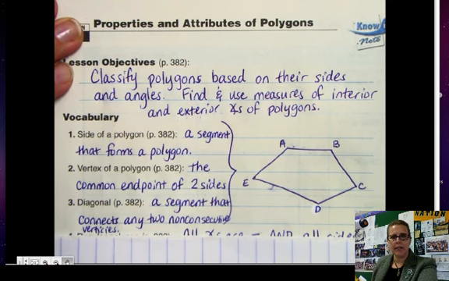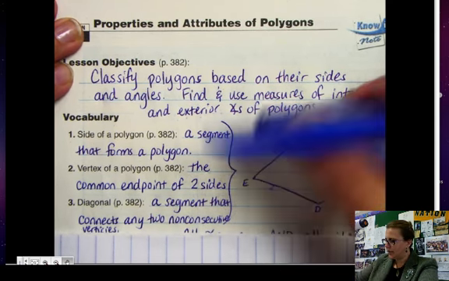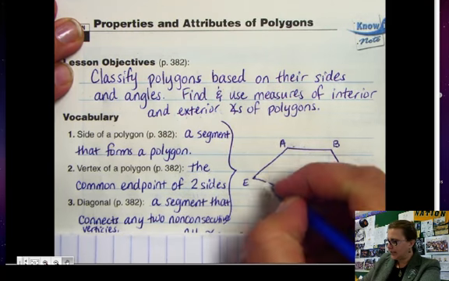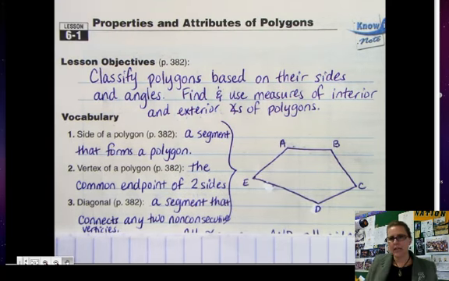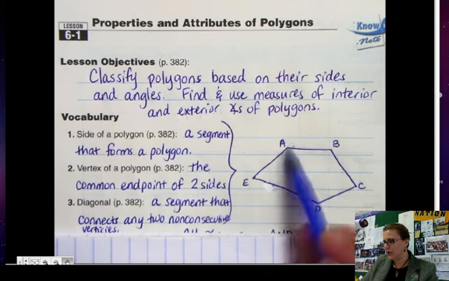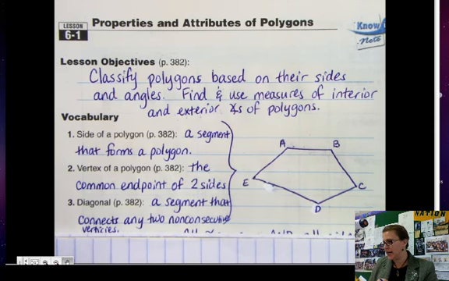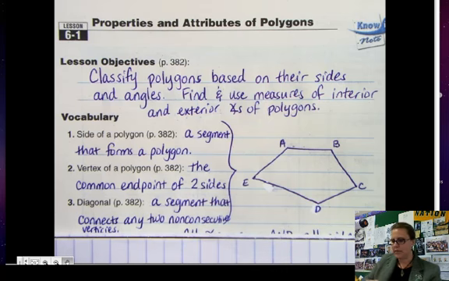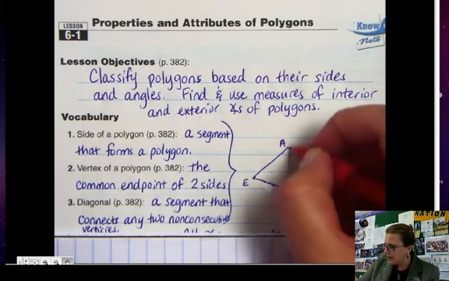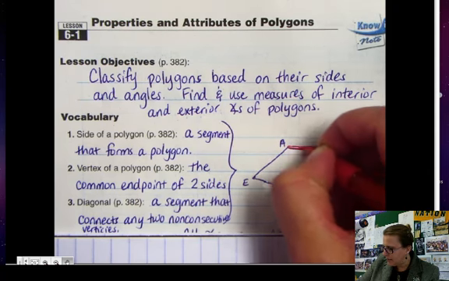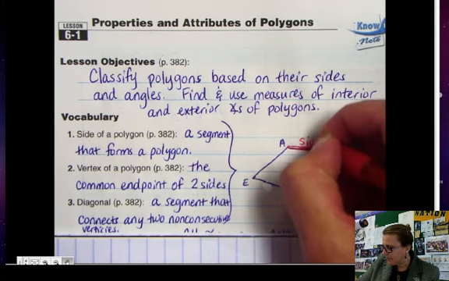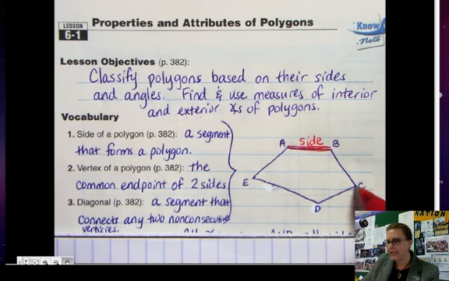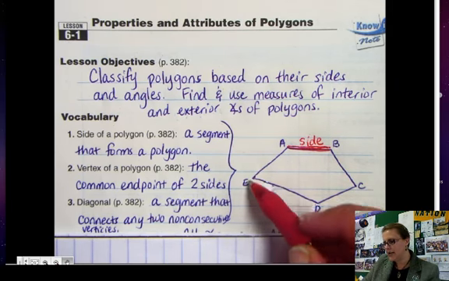So here I have a polygon, and notice all the side lengths are segments, there's nothing overlapping, and it's all closed. There aren't any open segments that create any open space. So some vocabulary: a side of a polygon is a segment that forms the polygon. For example, this side right here, AB, is a side. We also have side BC and side CD and side DE and side EA.